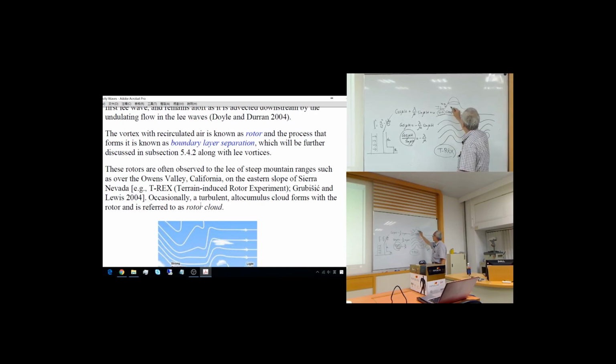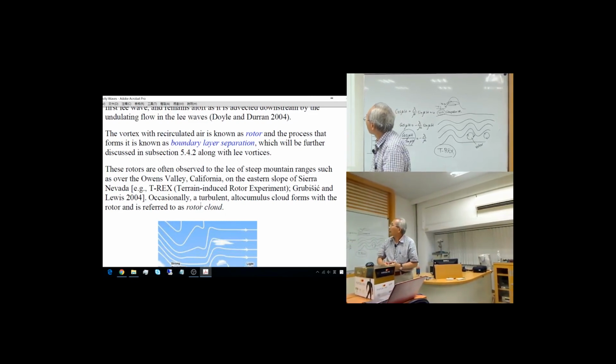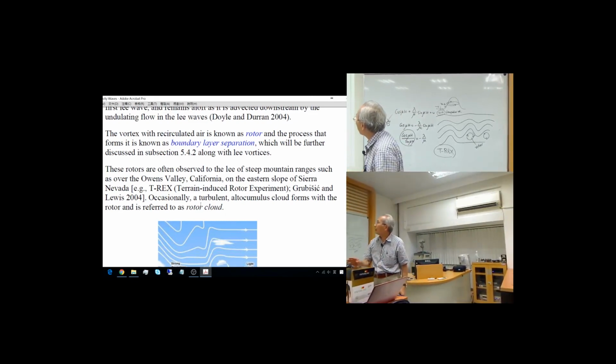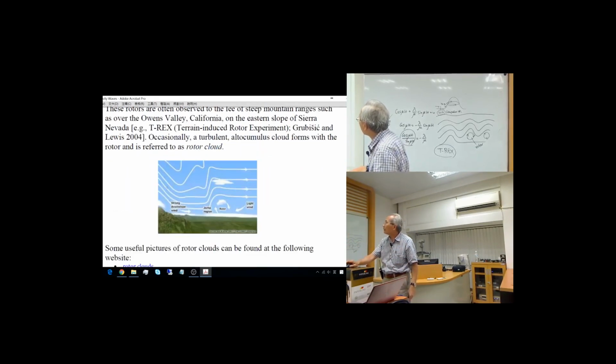Here, because it cannot go over, you will go around. That's called flow separation, boundary layer separation, and boundary layer separation can be horizontal, can be vertical. So here you can see severe downstream wind coming down, and then to here and come up, and then you have a rotor here. And here you can have severe downstream wind.